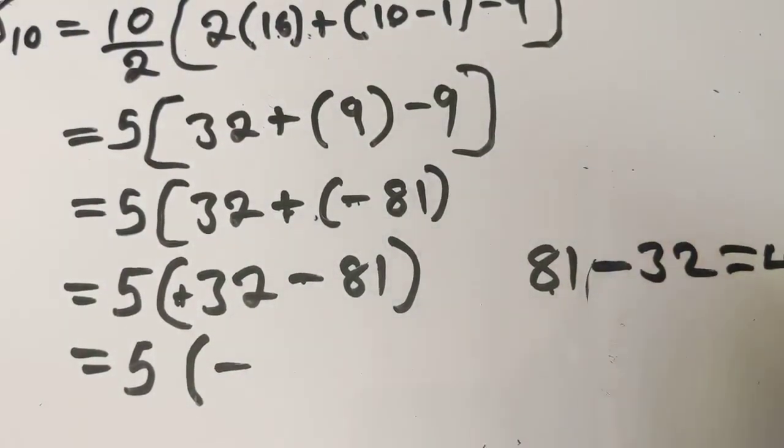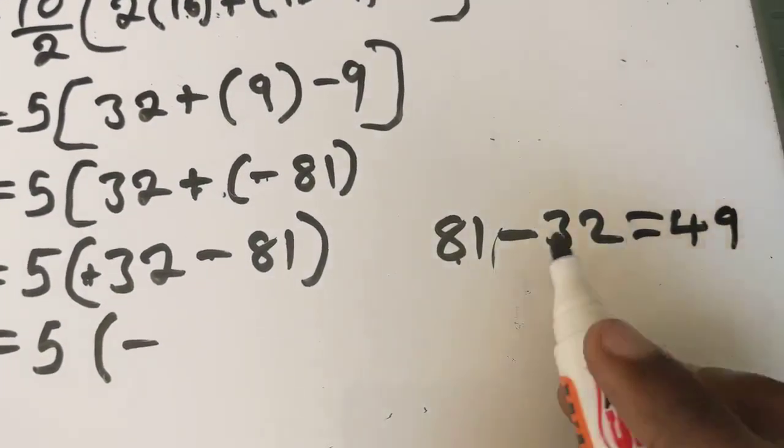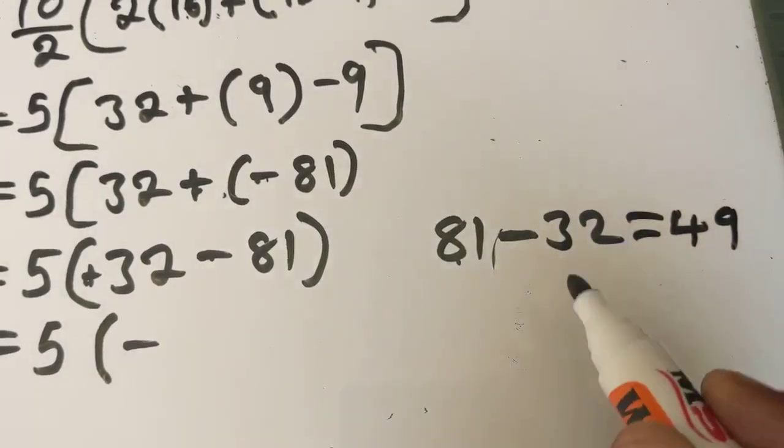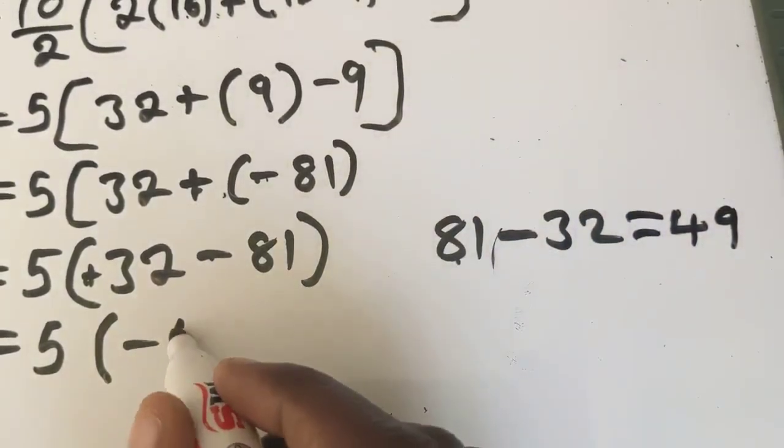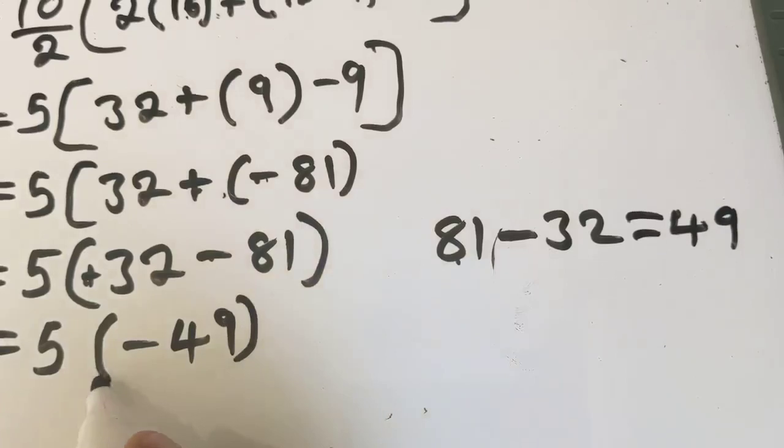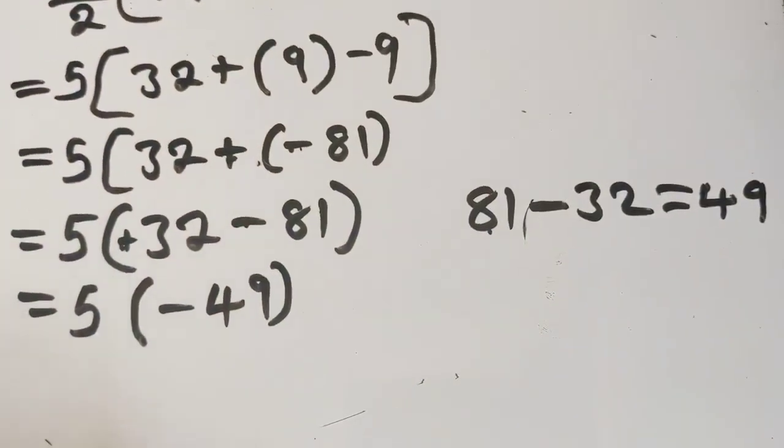If you calculate nicely here, you find that the answer is 49. Just put the answer 49 here, since you had put the negative there. So 49 now times 5. What is 49 times 5?